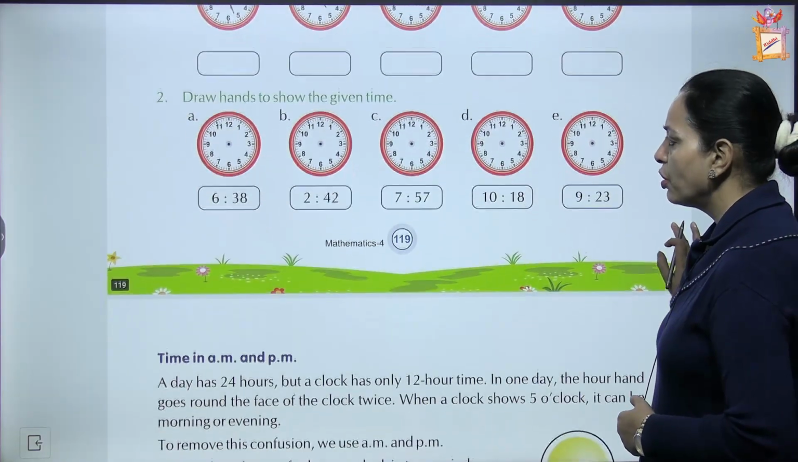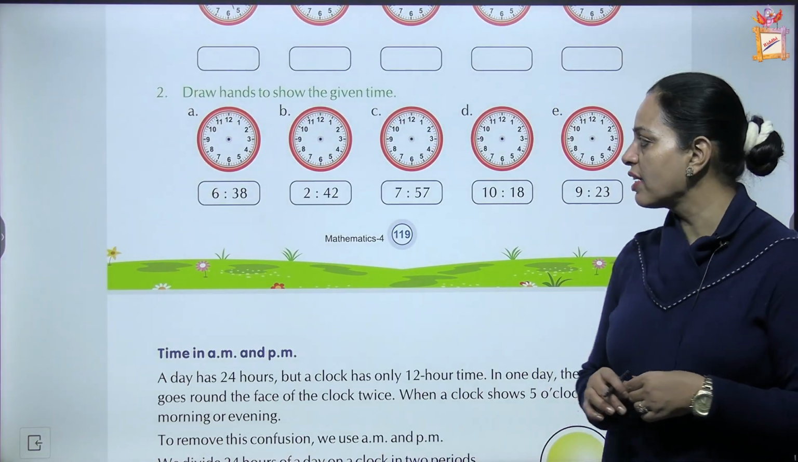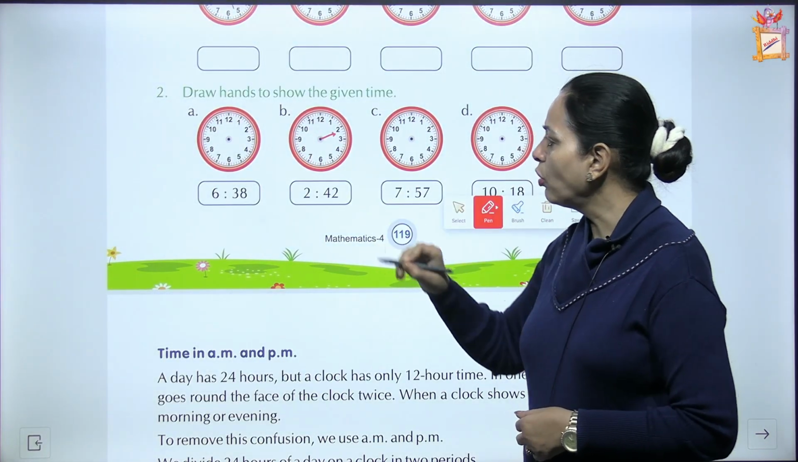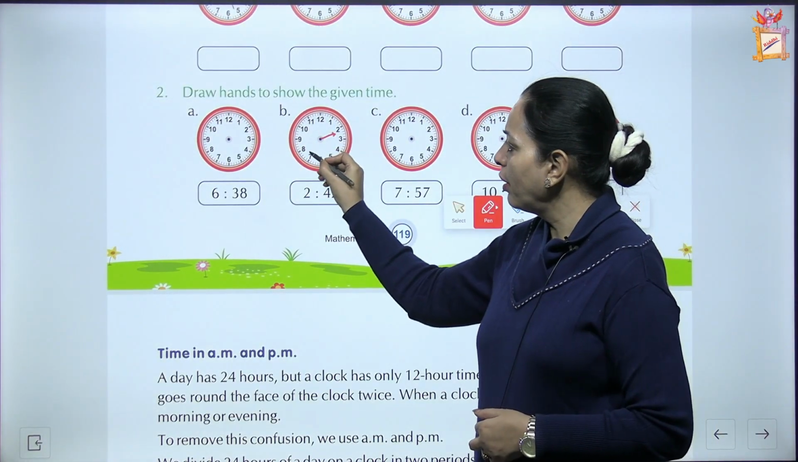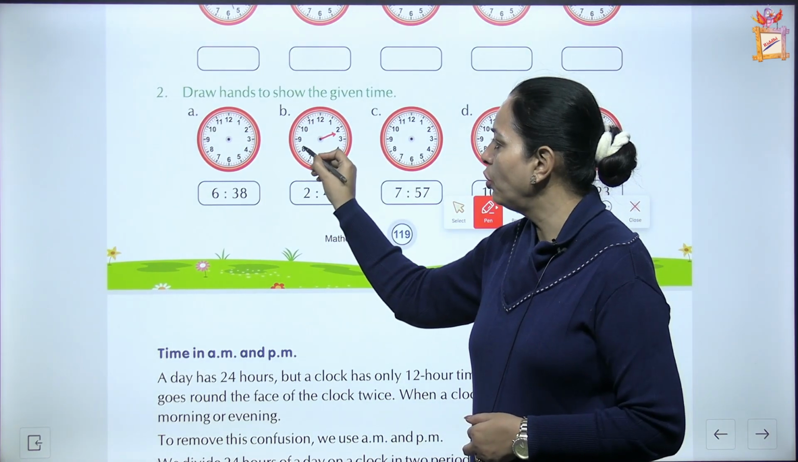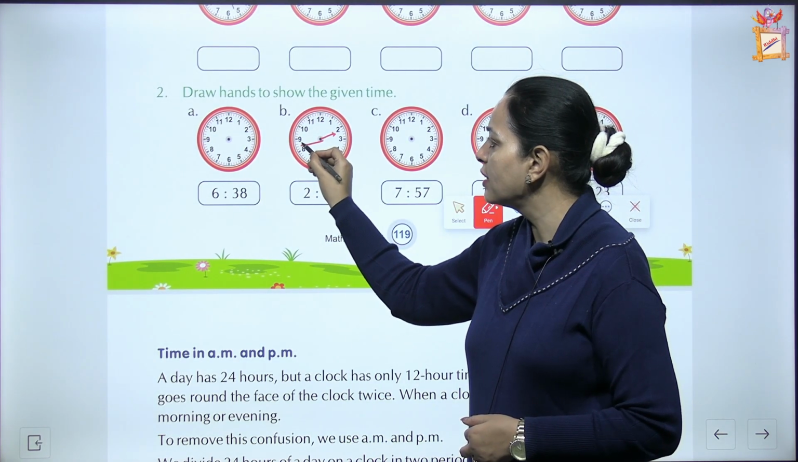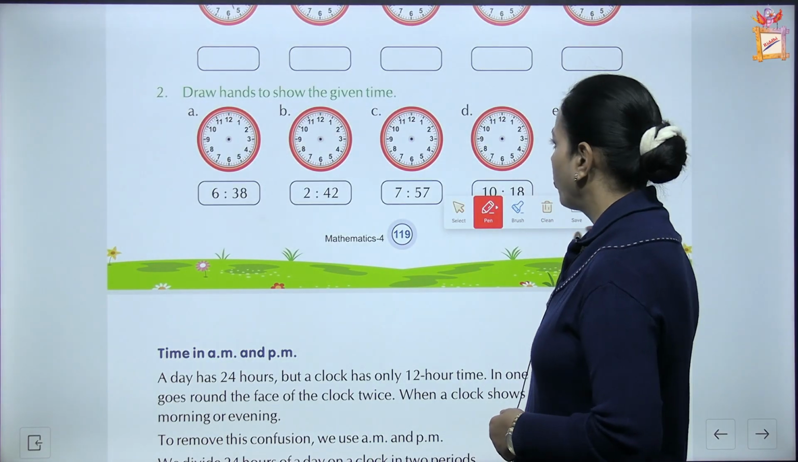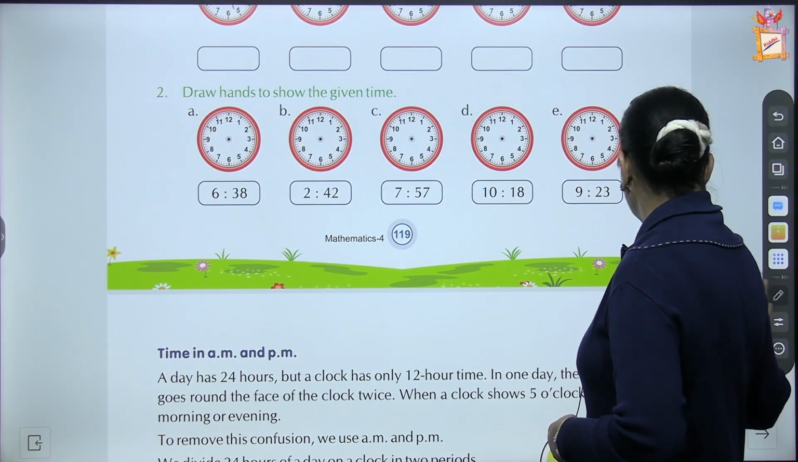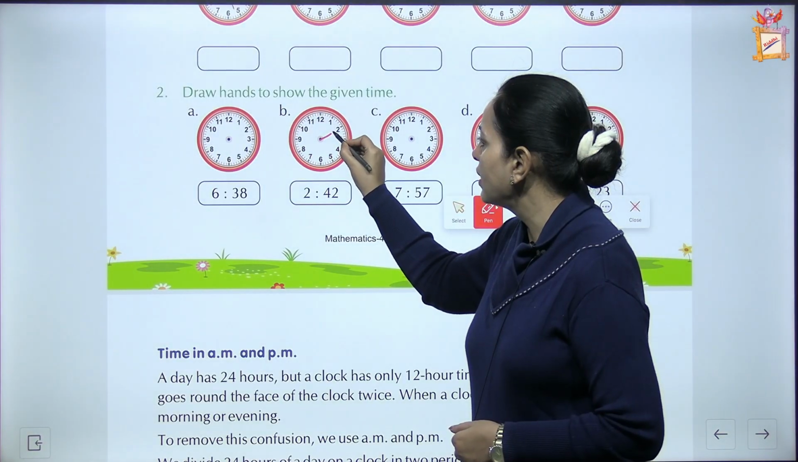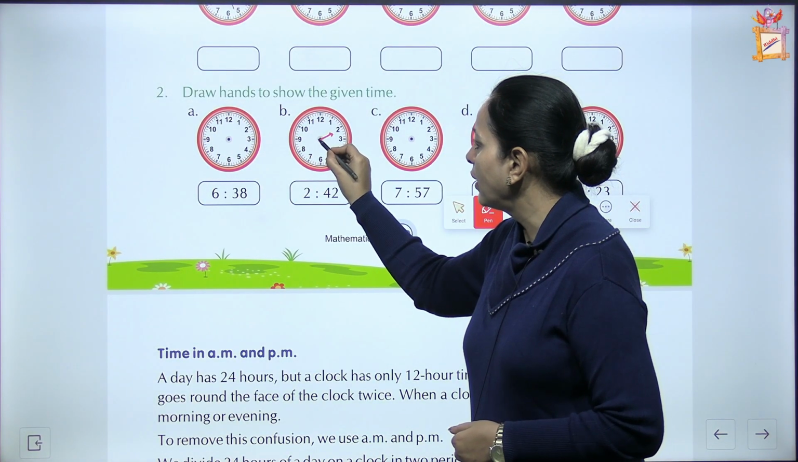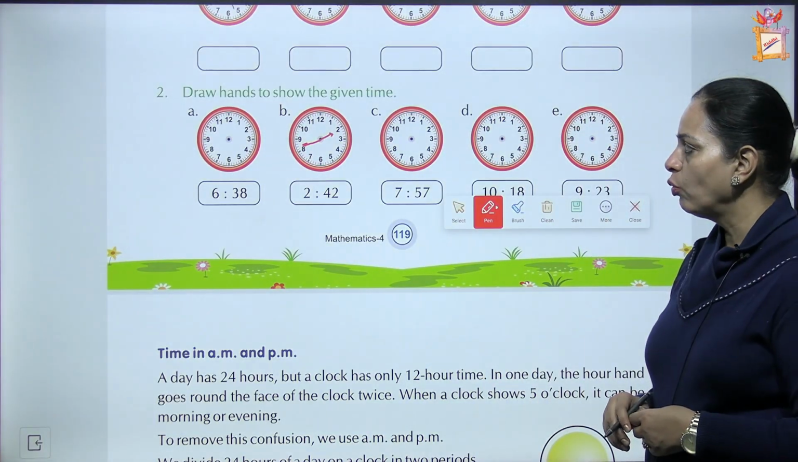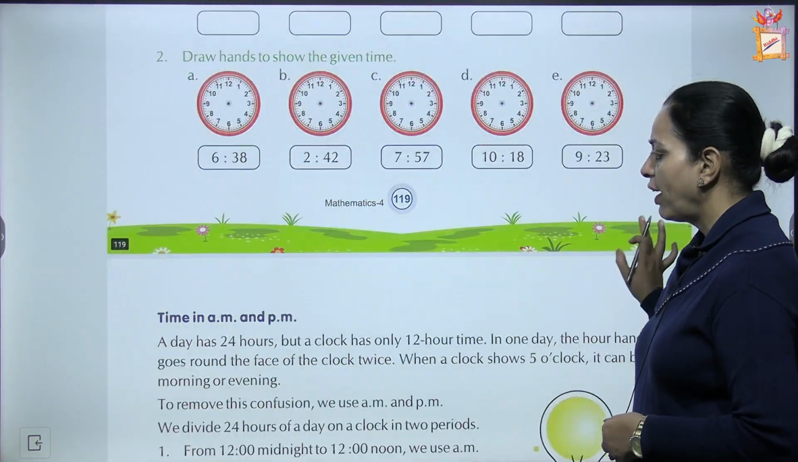Similarly the second question, draw hands to show the given time. Like here 2:42. If the minute hand is on 8, it will be 40, we need 42, so 2 minutes ahead, this is 42. So 2, so we can draw it properly like this. I'm doing it once again like this. This is between 2 and 3, and this is 2 minutes ahead of 40, 2:42. Similarly, you can try these parts.